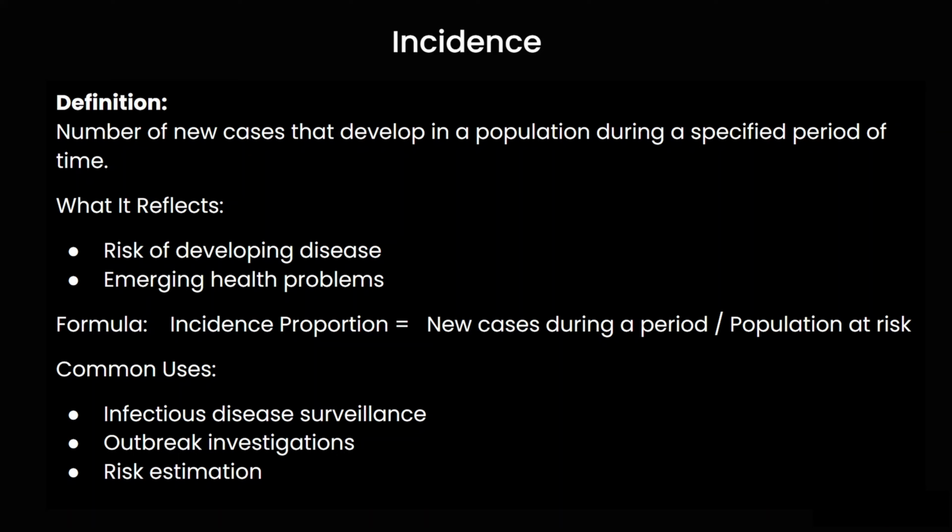The incidence proportion is calculated as the number of new cases during a given time period divided by the population at risk at the start of that period. Incidence is widely used in infectious disease surveillance, outbreak investigations, and in estimating the risk of developing disease. Let's walk through how we calculate these two fundamental measures in R.